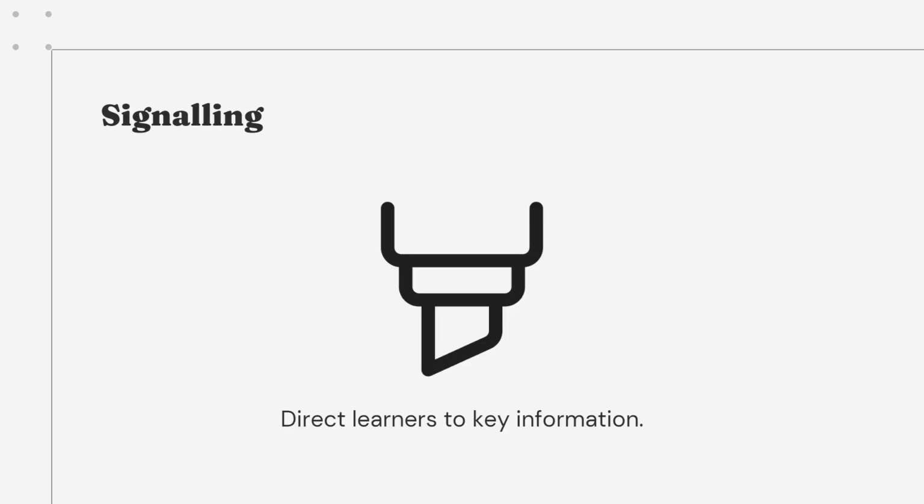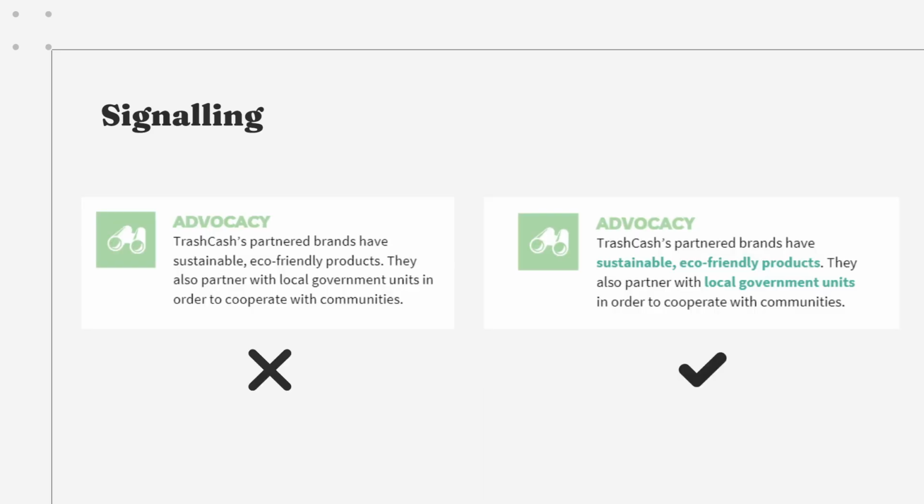Signaling. Direct the learner's attention to where it needs to be, like key points or the flow of information. This can be done by using signals or cues like highlights, arrows, bold text, anything meant to emphasize key information. You can see the difference here. The example on the right has bolded words that immediately draws the viewer's attention to them. When learners are directed on where to go, that takes some additional cognitive processing off their shoulders.